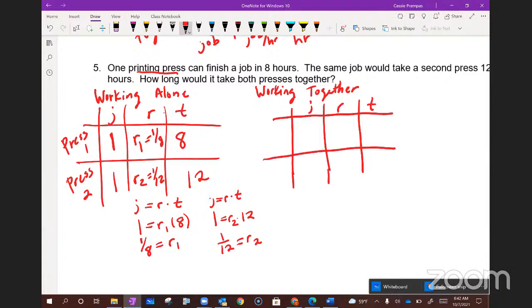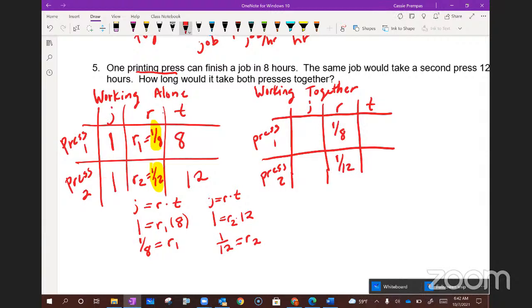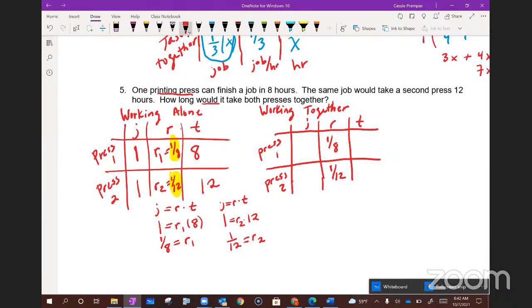Okay, so now I have press 1 and press 2. Their rate doesn't change. Again, they're just presses. So if they can do that much alone, they can do that much of the job together. So 1/8 and 1/12. Now, what am I solving for? It says, how long would it take both presses together? So they're working for the same amount of time. So I'm looking for how long are they working here? How much time is press 1 working when he works together? And how much time is press 2 working when he works together?